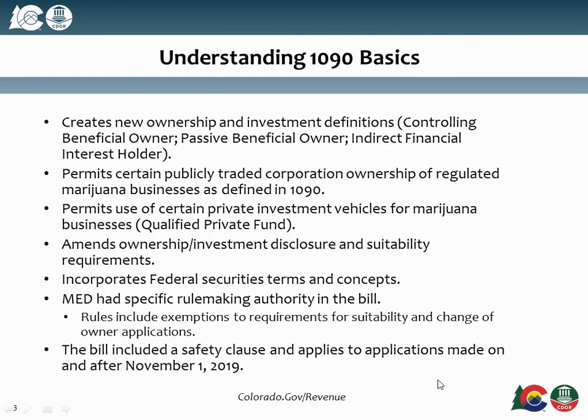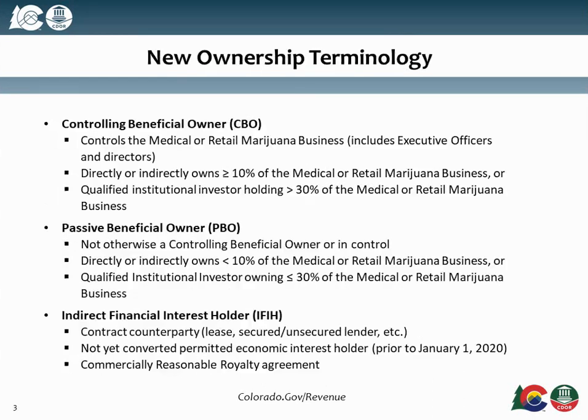House Bill 1090 establishes an ownership and investment framework for Colorado marijuana businesses that allows the division to focus its licensing resources on those who control the business by applying application and approval requirements to those parties and by creating exemptions for parties considered passive owners or indirect financial interest holders, which my colleague Ross will elaborate on further.